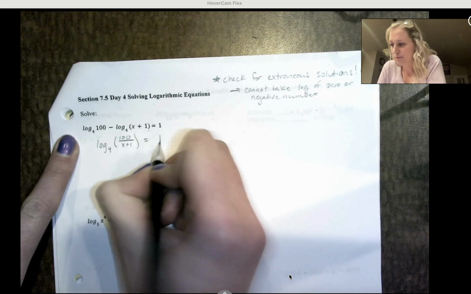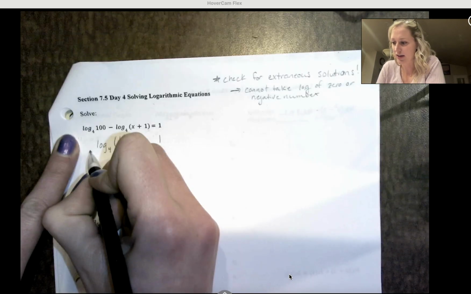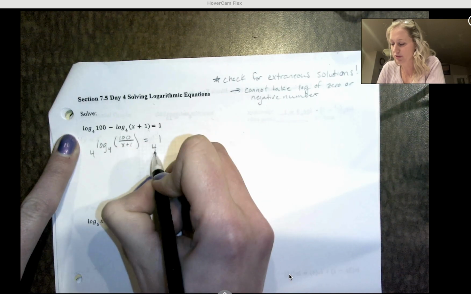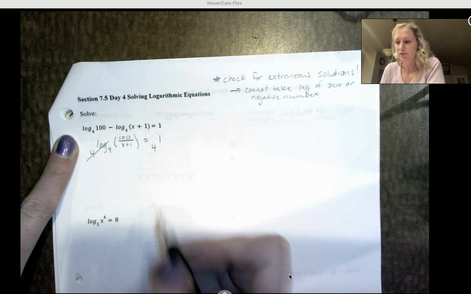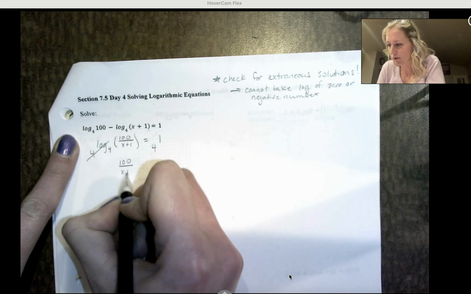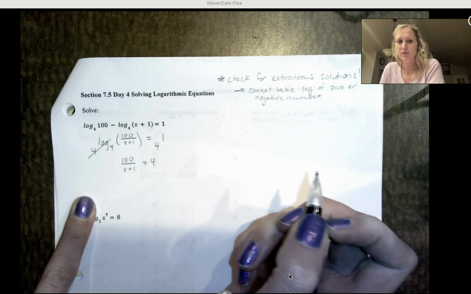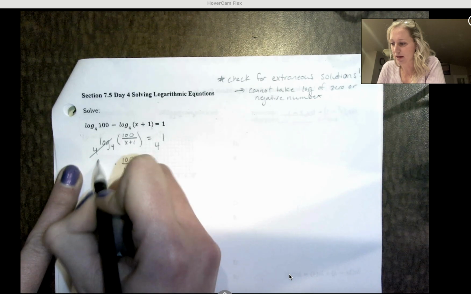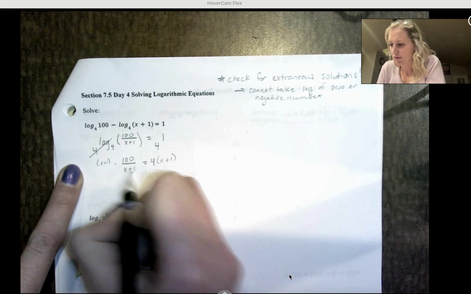Okay, now that I have one log, now I can apply that exponential of base 4 to both sides. So now one's my exponent over here, this is my exponent over here. Those cancel, so this is no longer an exponent. So we have 100 over x plus 1, 4 to the first equals 4. Now I'm going to solve this for x. So I'm going to multiply both sides by x plus 1 to get that out of the fraction.